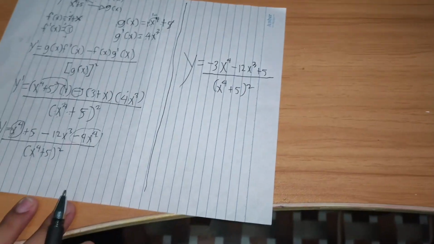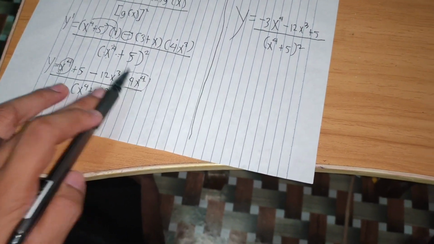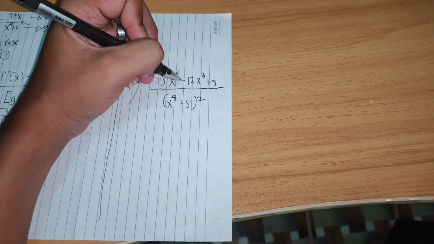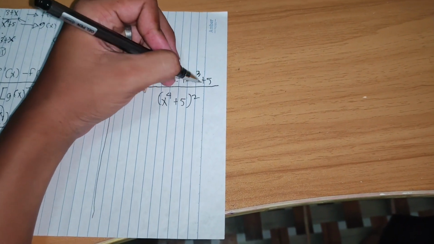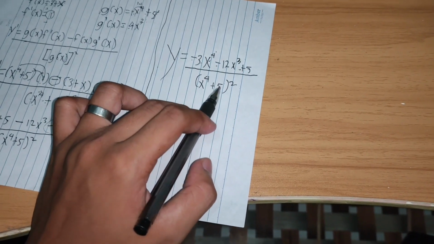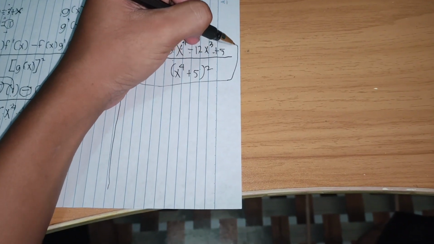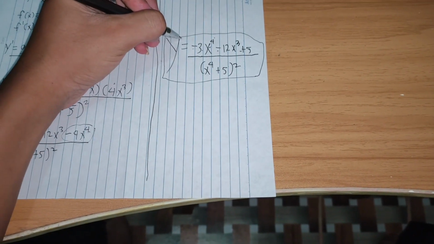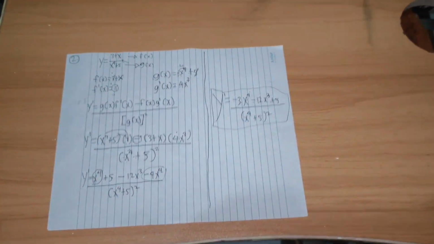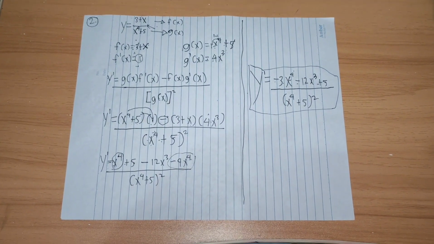Now, we will have, since positive 1 and negative 4 is equal to negative 3, that's why we have negative 3x to the power of 4 minus 12x cubed plus 5 all over the quantity of x to the power of 4 plus 5 squared. That will be our final answer. Don't forget the y prime. I forgot that. Don't forget it. And that will be the second example of the quotient rule.